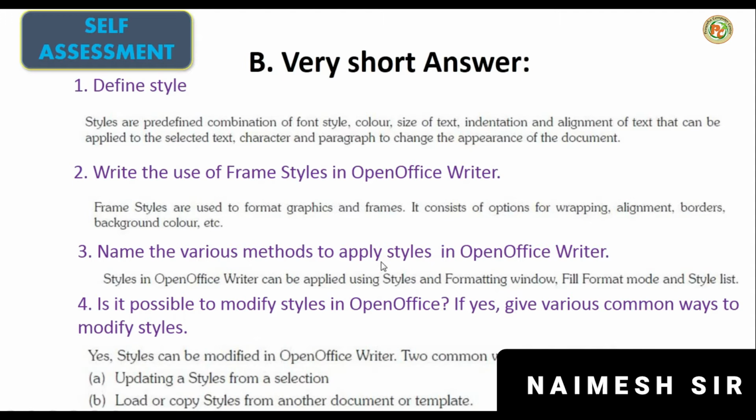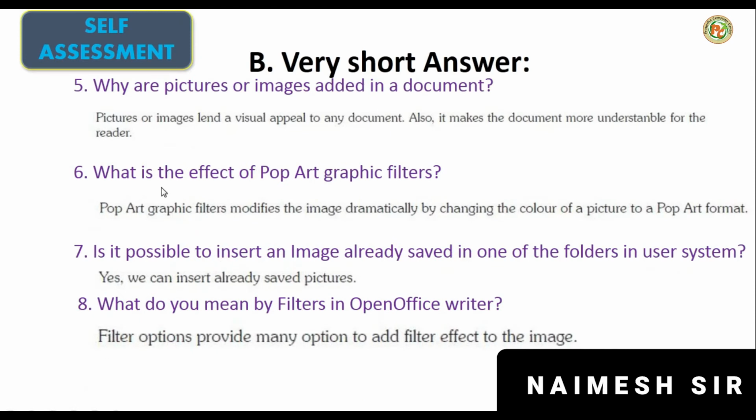Name the various methods to apply styles in OpenOffice Writer. Styles in OpenOffice Writer can be applied using the Styles and Formatting window, fill format mode and fill style list. Is it possible to modify styles in OpenOffice? If yes, then give various methods, common ways to modify styles. So the answer is yes, styles can be modified in OpenOffice Writer. Two common ways are first, updating a style from the selection, and second, load or copy styles from another document or template.